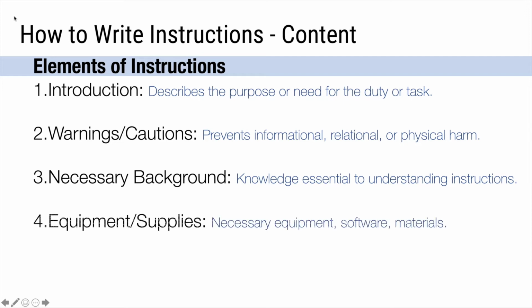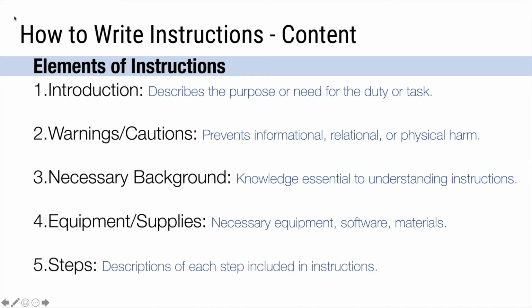Next are any equipment or supplies that might be needed. This is pretty straightforward if you need certain equipment, but think of what software is needed or if there's any materials that are needed. And then the part of the instructions that we kind of more associate with the term instructions are the steps. So these are each step that somebody needs to follow to complete the instructions.